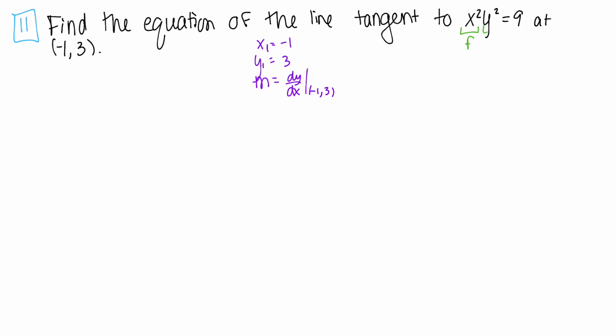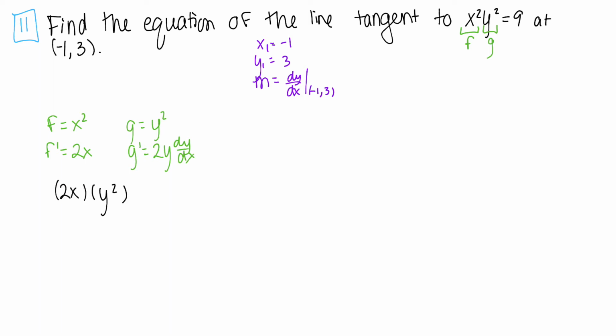So we have f and g. F is equal to x squared. F prime is 2x. G is y squared. G prime is 2y dy dx. So the derivative, f prime g, 2x times y squared, plus f g prime, 2y dy dx, is equal to the derivative of 9, which is 0.